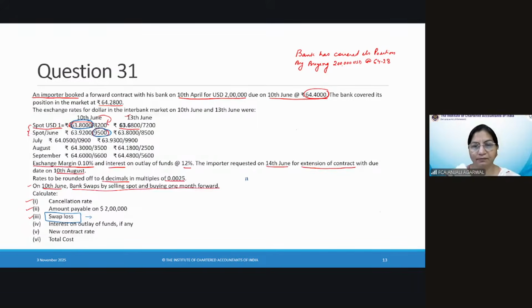Third point. On 10th June, bank swaps its position by selling spot. I have given you the logic why bank will do it. Although the question is clearly mentioning that bank will enter into a swap arrangement whereby it's selling at spot. Selling at spot means 63.80 and buying 1 month forward. On 10th June this is happening. So the rates applicable are 63.80 and 63.95.